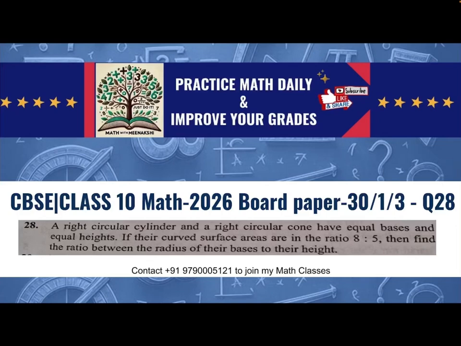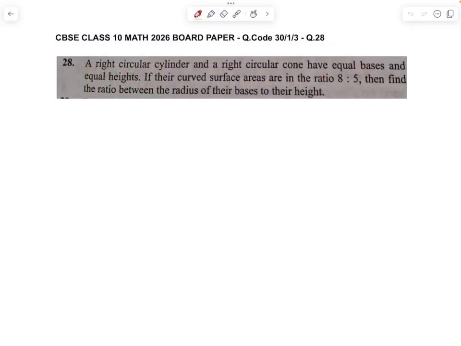Hello all, in this video I am going to solve question number 28 from the CBSE class 10 standard math 2026 board paper. The question paper code is 30/1/3. Question number 28 says, a right circular cylinder and a right circular cone have equal bases and equal heights. If their curved surface areas are in the ratio 8:5, then find the ratio between the radius of their bases to their height.